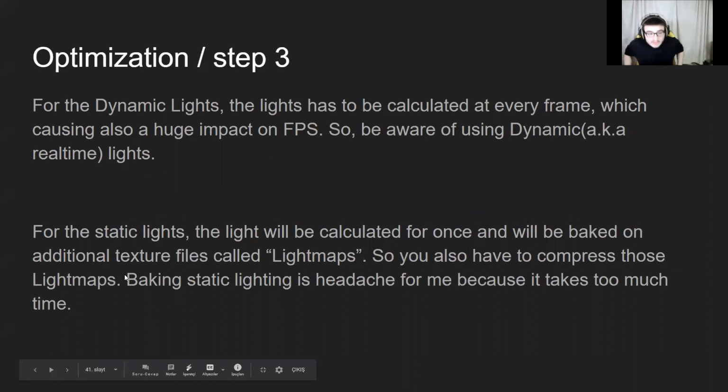Okay, for the dynamic lights, the light has to be calculated at every frame, which also causes a huge impact on FPS. So be aware of using dynamic, aka real-time lights. A computer has to compute every single frame with the dynamic lights, so it is really expensive when it comes to optimization.